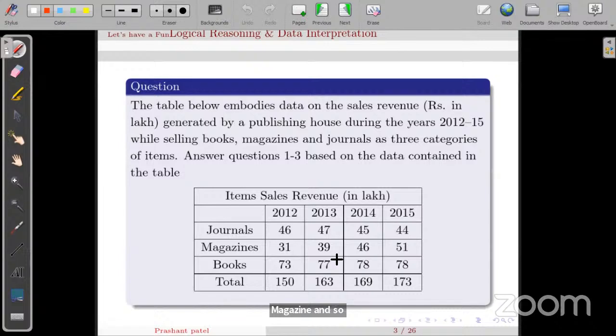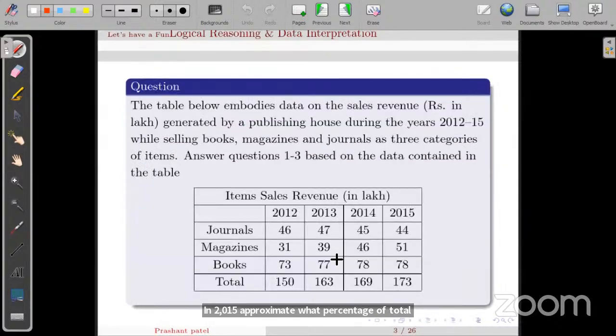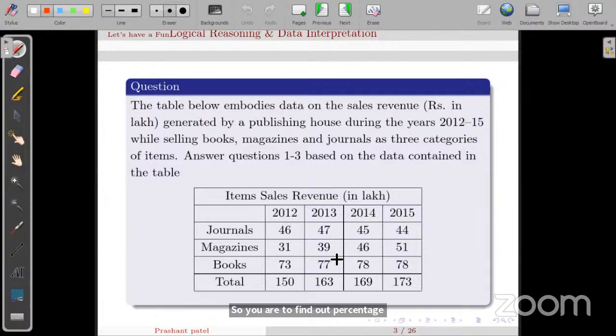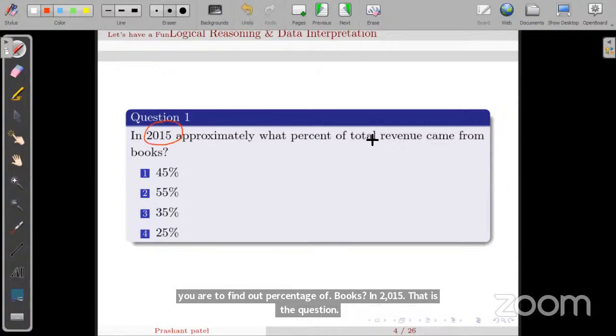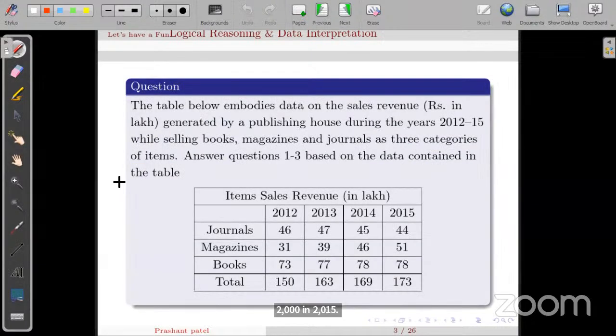Okay, let's see the question. What does the question say? In 2015, approximately what percentage of total revenue came from books? So you have to find out the percentage of books in 2015. That is the question. In 2015, total revenue came from the books. So tell me.